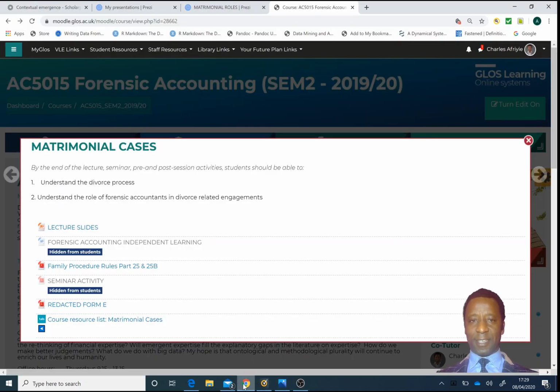Hi, in this session we look at matrimonial cases, and the two paradigm examples are divorce and dissolution cases. When marriages need to be terminated, the parties will go through the divorce process. Similarly, when civil partnerships need to be terminated, the parties will go through a dissolution process. So you, as a prospective forensic accountant, need to understand this process because your services would usually be required.